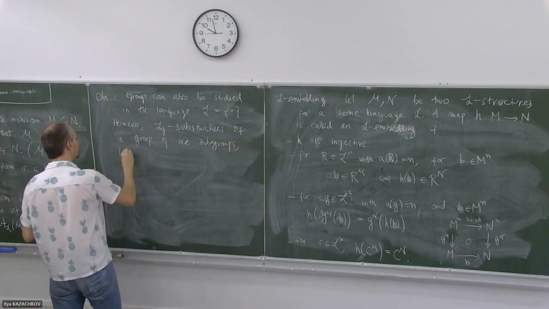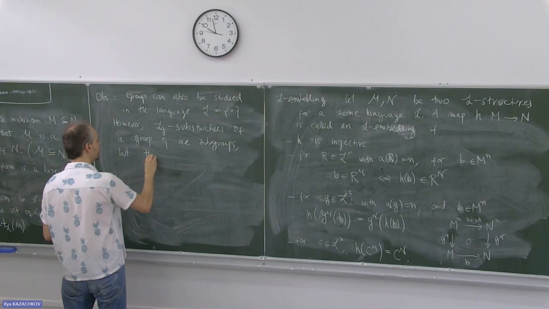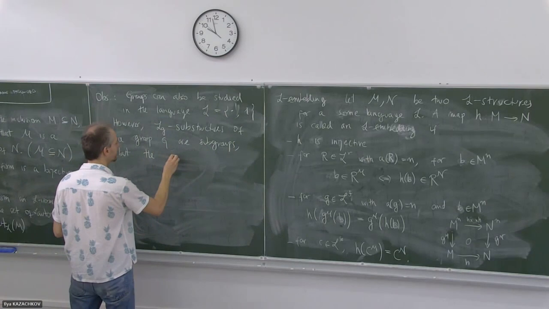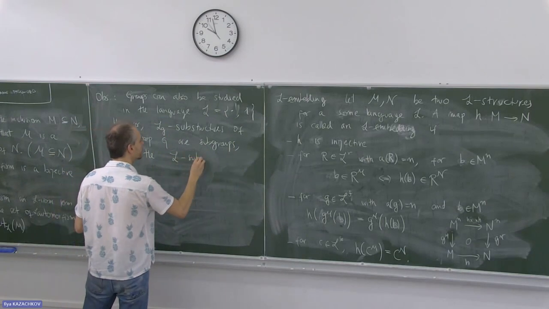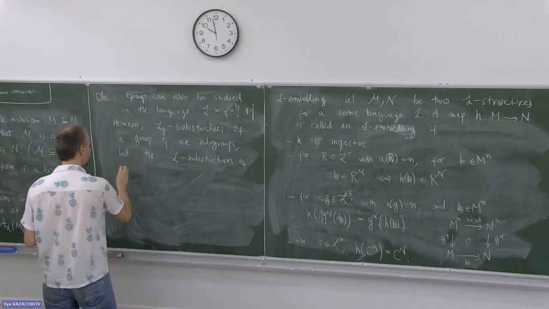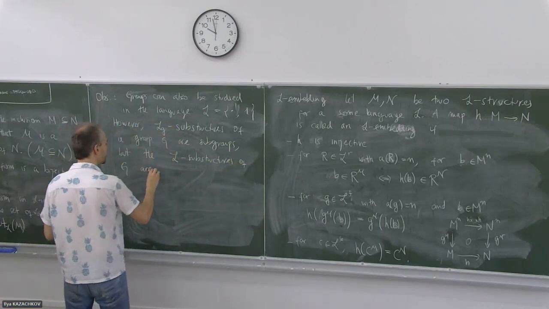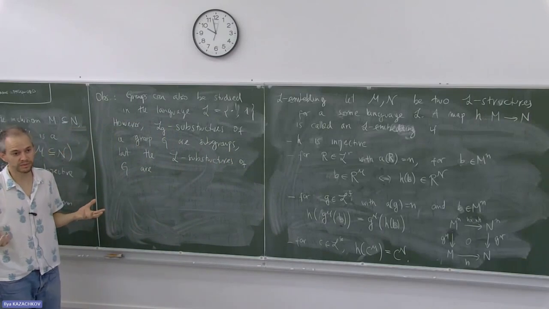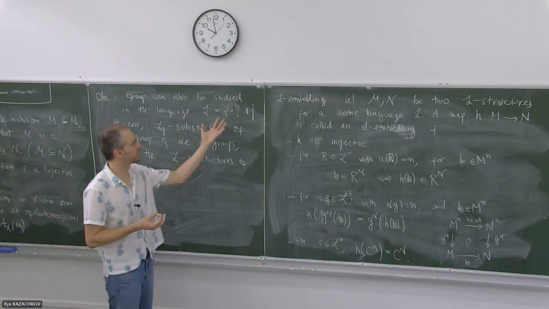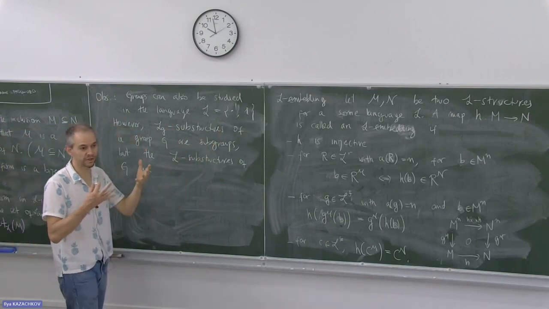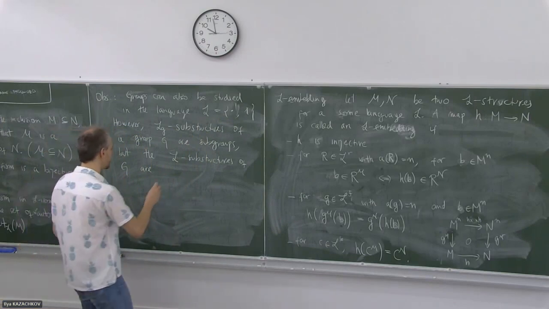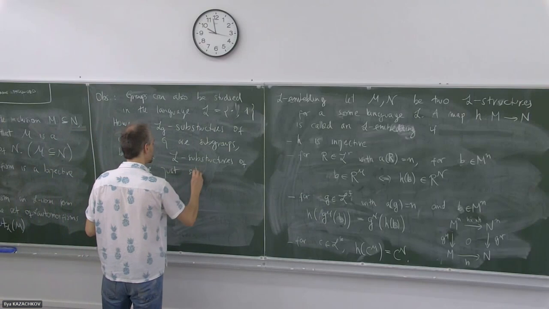But the L substructures of a group G are not necessarily subgroups, but just perhaps a monoid, right? Because I'm not forced to have the minus one relation for them to be closed under minus one, right? They are just submonoids.